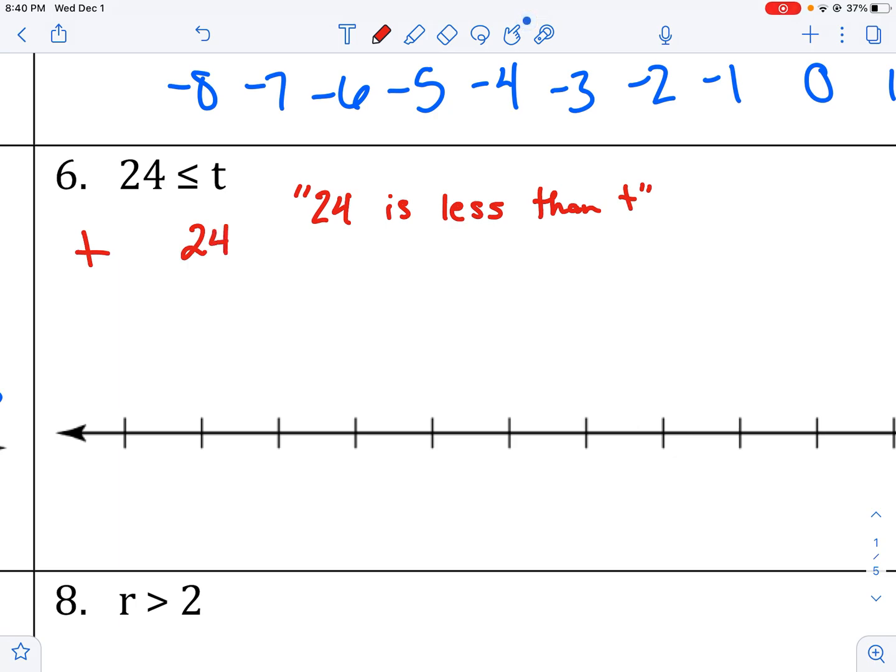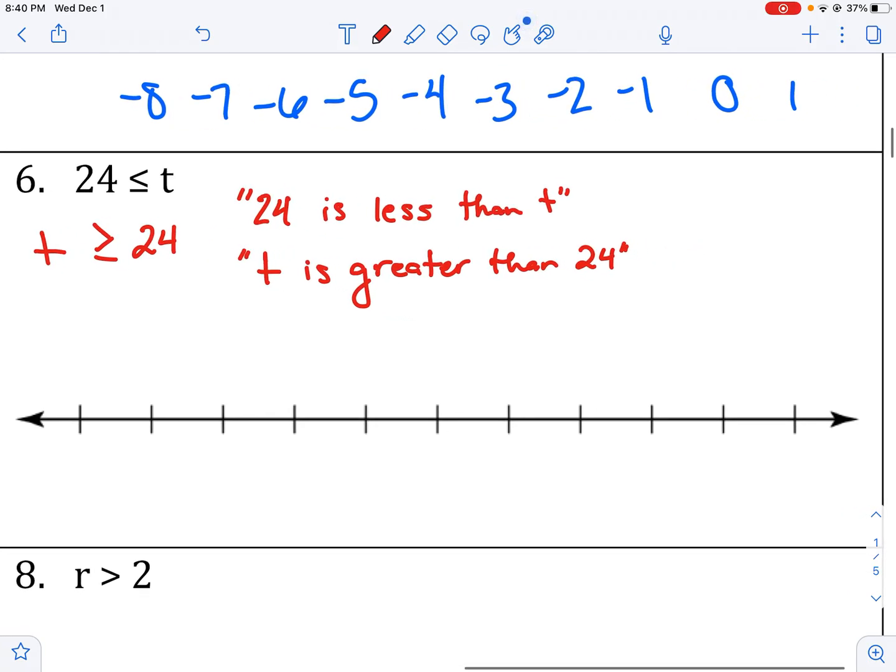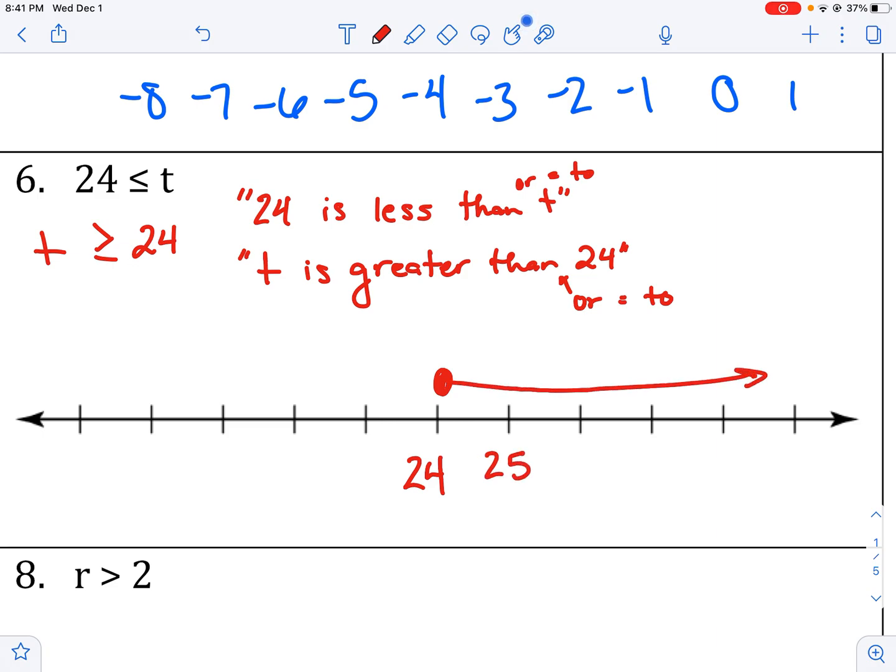And because I flipped the whole thing around, and this opened up to t, I'm going to make sure that I flip my inequality symbol around as well. And this would now read t is greater than 24. And that means the same thing as 24 is less than t. It's just a different way to express it. I should put or equal to, shouldn't I? And that would be a closed circle, and I would shade it to the numbers that are greater than 24.